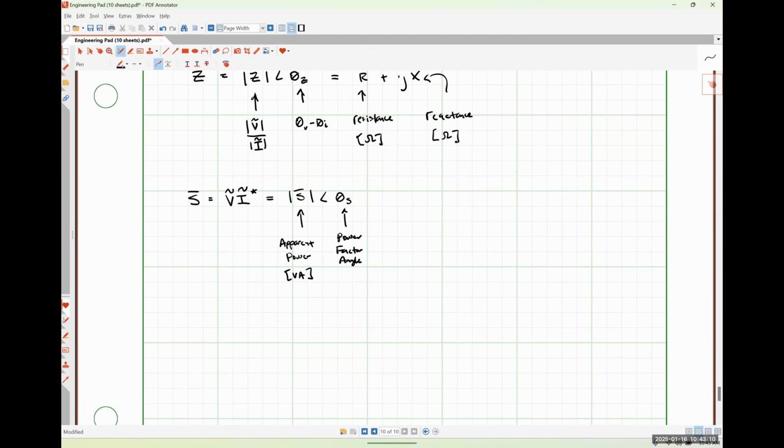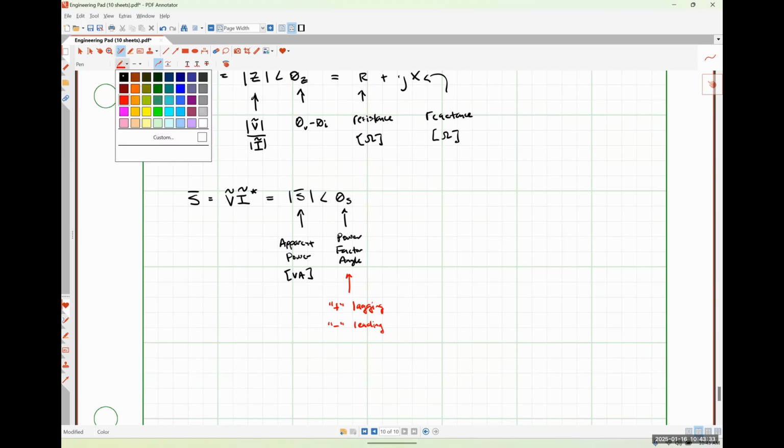And I'm going to make a sub note here in a different color. Positive angle means lagging. Negative angle means leading. Heard you guys discussing that. Absolutely right. We will be using those relationships, so I'm just bringing them back to your attention. Okay.